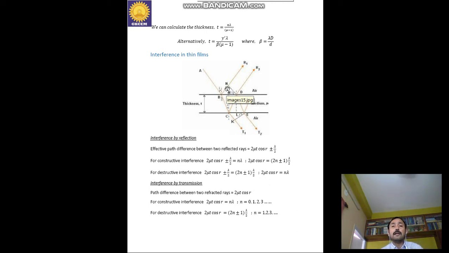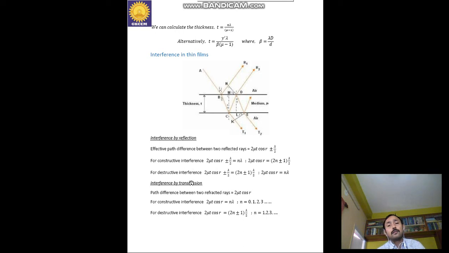When there is a path difference, there is definitely a phase difference. Depending upon the path difference, it will produce either a bright fringe or a dark fringe. Similarly, for the transmitted rays T1 and T2 there is also a path difference, this one is Ck, so for the transmitted light there are also bright and dark fringes. So interference can be produced by two methods: one by reflection, another by transmission.